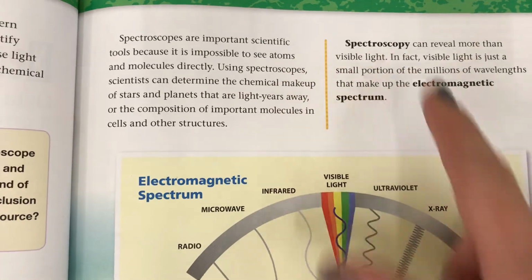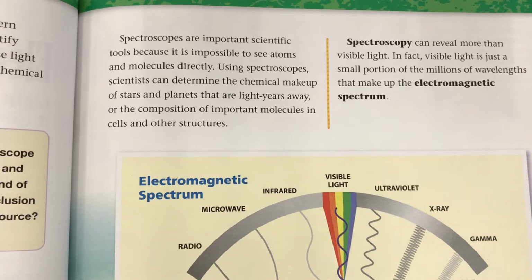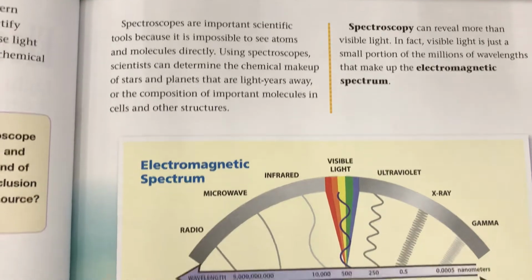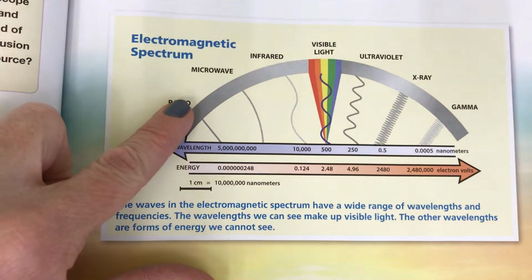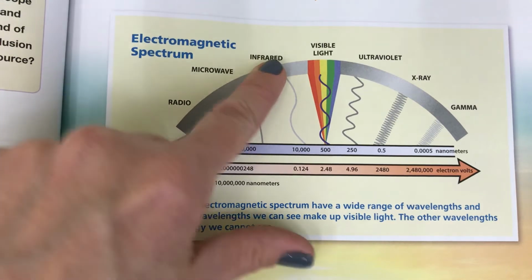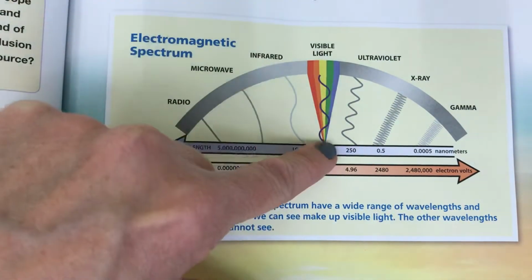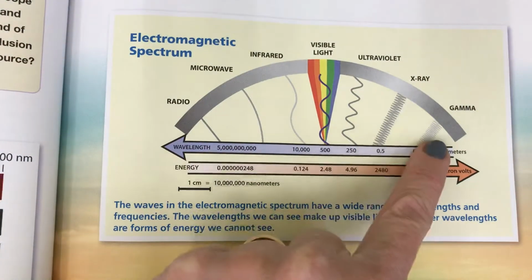Spectroscopy, if you will highlight that please, can reveal more than just visible light. In fact, visible light is just a small portion of the millions of wavelengths that make up the electromagnetic spectrum. If you look at the diagram down below, you'll notice we have radio waves, microwaves, infrared waves, visible light, which is super tiny right here, ultraviolet, X-ray, and gamma rays.